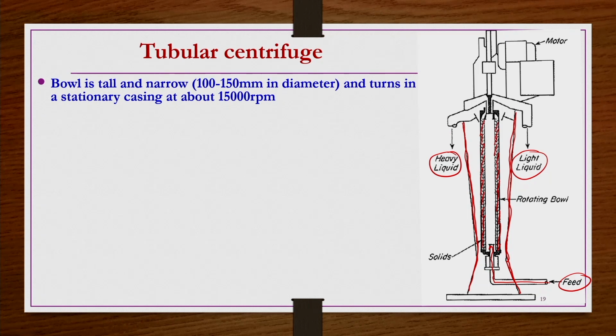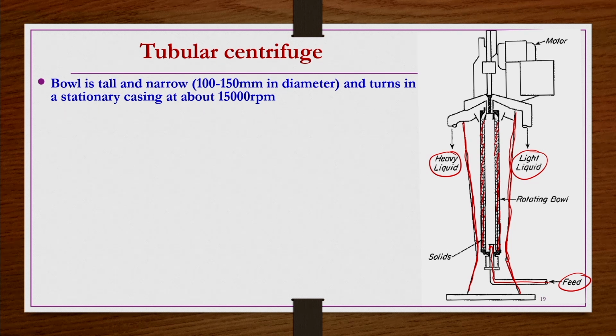So, whether it is a tubular centrifuge or a disc centrifuge, the working principle is the same. The difference from one design to the other is in the design: how the centrifugation is done, and how the collection of the heavier and lighter phases is done.